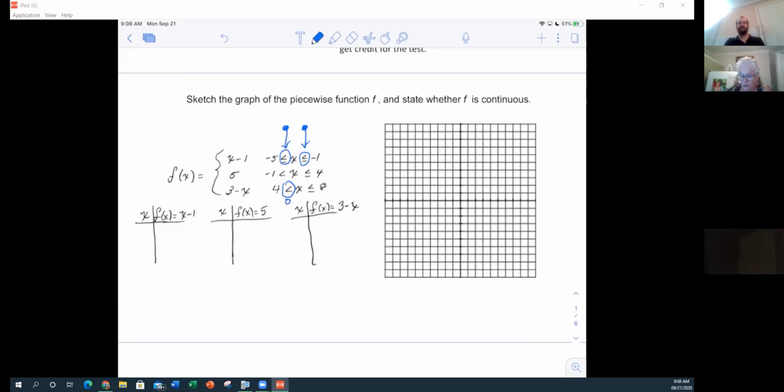So on this first interval, the first x is -5, and the last x on this interval is -1. They both have the little equal to symbols with them, so they are both going to be solid dots. If I plug -5 into this equation for f of x, -5 minus 1 equals -6, and -1 minus 1 equals -2. So the 2 points that I'm going to graph are (-5, -6), which is going to have a solid dot, and (-1, -2), which is going to have a solid dot.